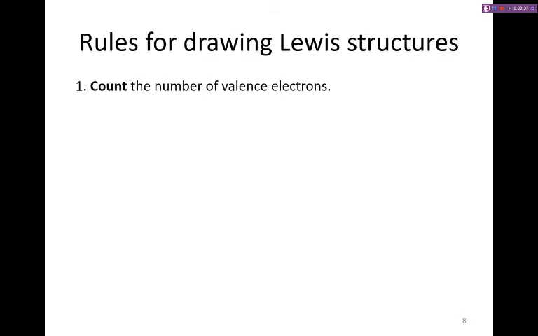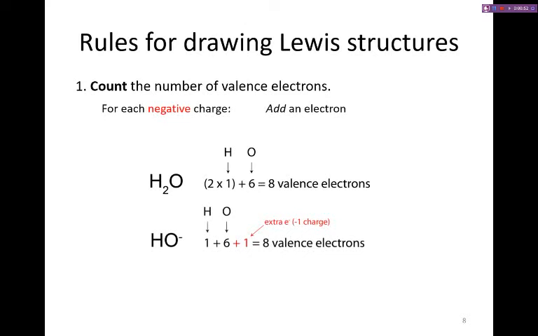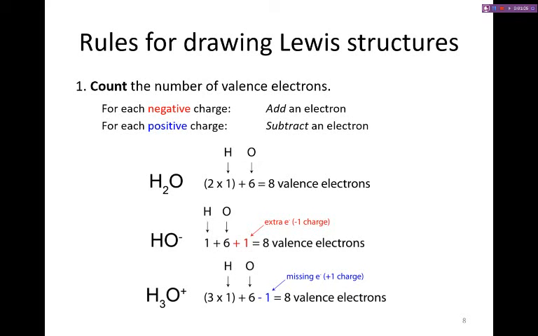The first step is to count out the number of valence electrons. So let's say that you have water. You have 2 hydrogens and 1 oxygen. Each hydrogen provides 1 electron, each oxygen is 6. If you have a negative charge, you're going to add an electron. So in the case of the hydroxide ion, you have 1 from a hydrogen, 6 from oxygen, and 1 for the extra negative charge. If you have a positive charge, then you're going to subtract an electron.